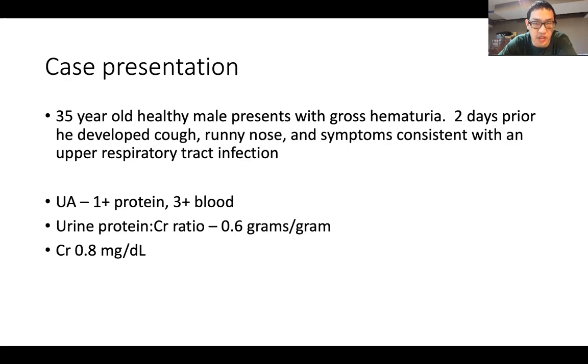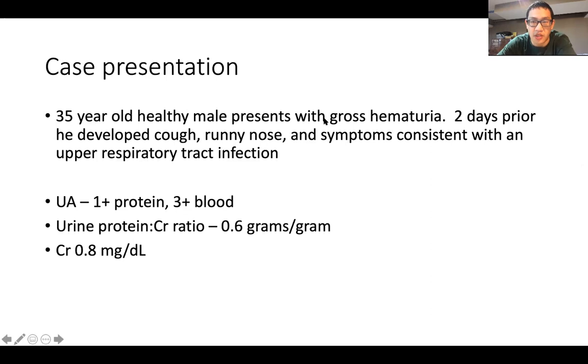This is a case that I actually put in my biopsy slides a few days ago. A relatively young, healthy person with gross hematuria, who 2 days prior developed cough and runny nose, symptoms consistent with a URI. They have 1+ protein, 3+ blood, pretty minimal proteinuria, certainly subnephrotic, 0.6 grams per gram, and preserved kidney function. The clue here is the gross hematuria, because that is one of the manifestations of IgA nephropathy. Not always, but certainly one you should think about.